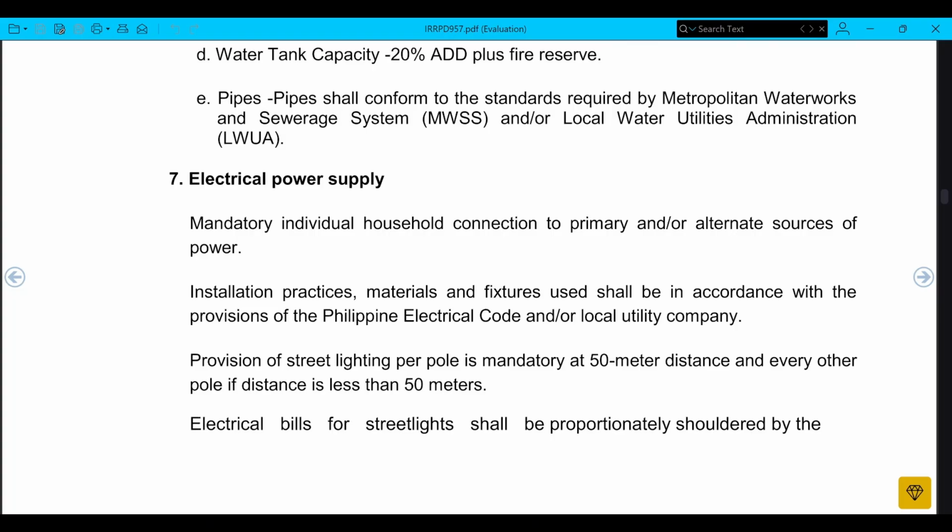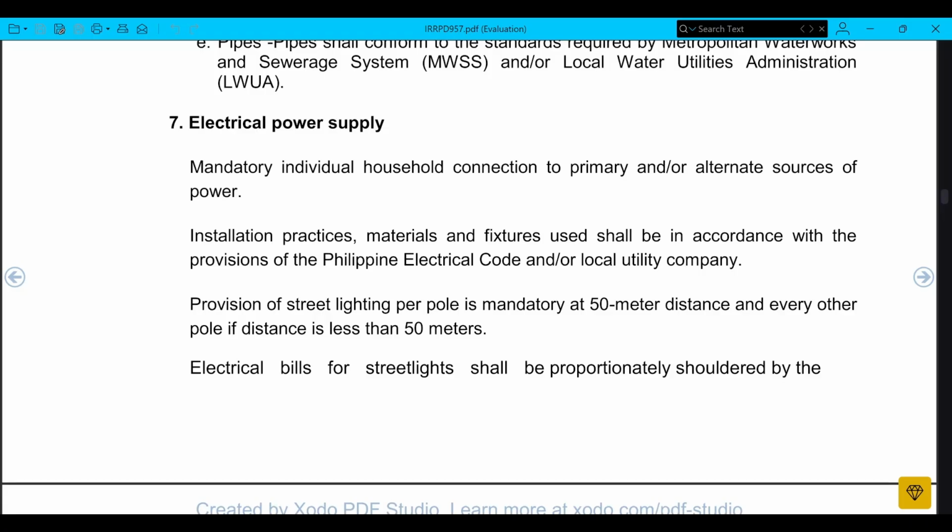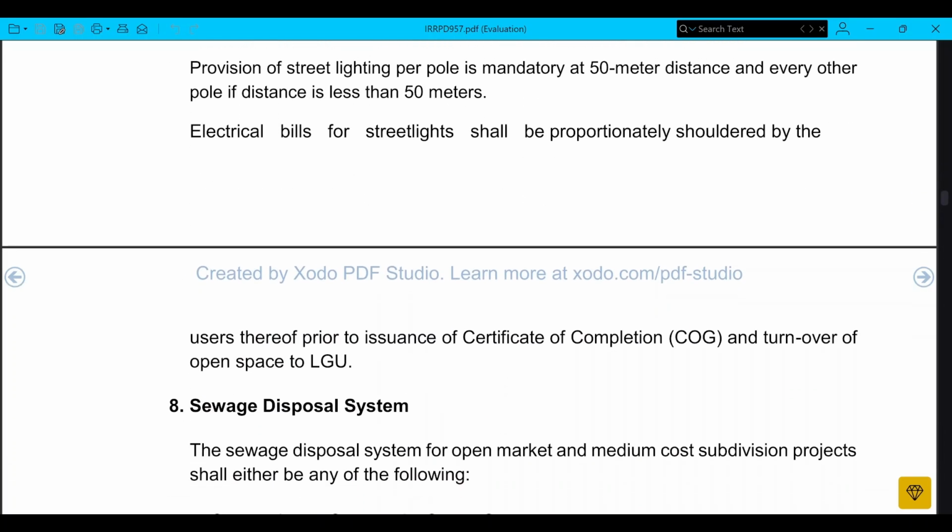7. Electrical power supply. Mandatory individual household connection to primary and or alternate sources of power. Installation practices, materials, and fixtures used shall be in accordance with the provision of the Philippine Electrical Code and or local utility company. Provision of street lighting per pole is mandatory at 50-meter distance and every other pole if distance is less than 50 meters. Electrical bills for street lights shall be proportionately shouldered by the users thereof prior to the issuance of certificate of completion, COC, and turnover of open space to LGU.